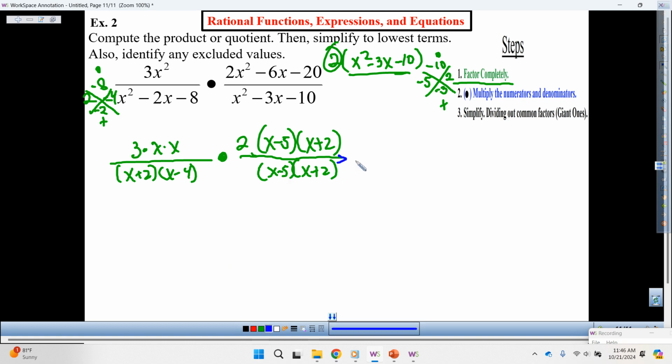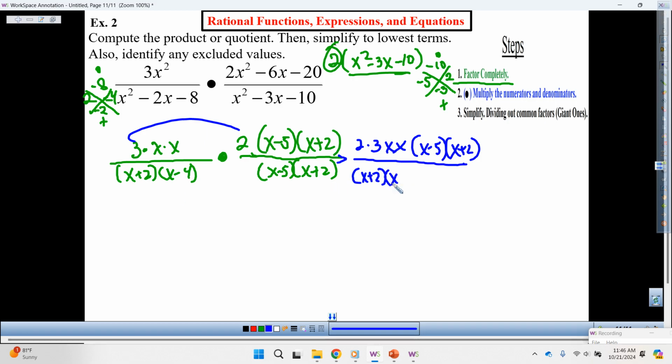Let's multiply. Numbers times numbers, so it's 2 times 3. X times x. X minus 5. X plus 2. Denominators, I just write them. X plus 2. X minus 4. X minus 5. And x plus 2. Step 2 done. Last but not least, Mayrim, simplify.